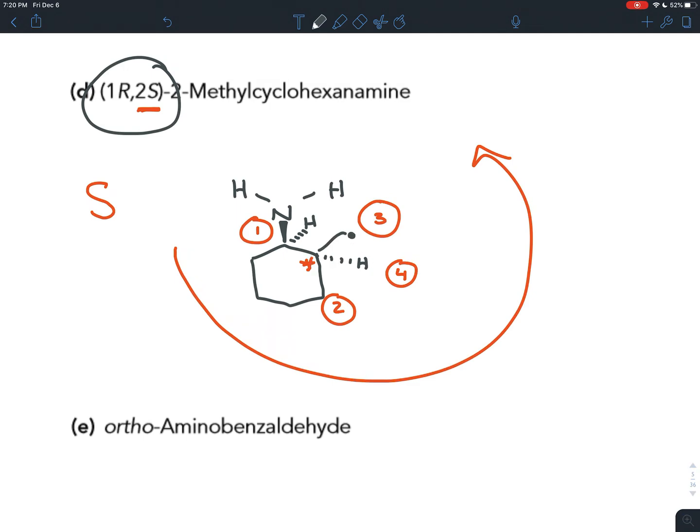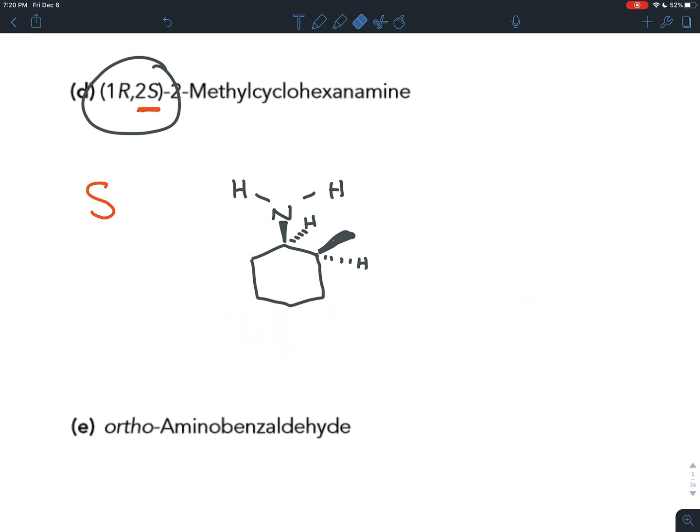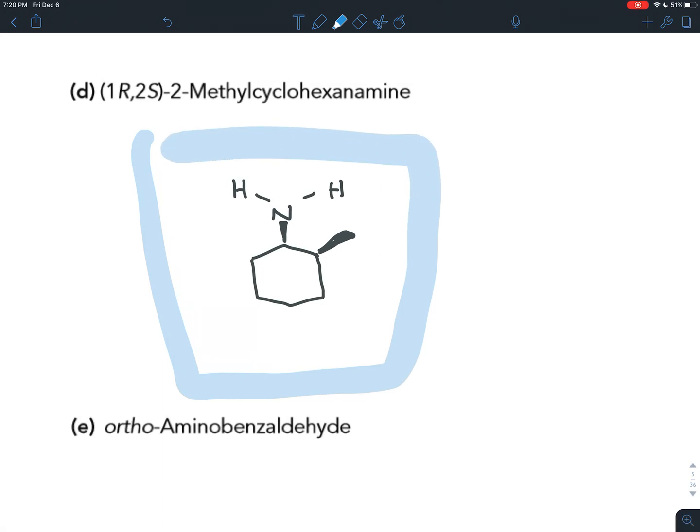If 4 is going away, then the other bond must be coming out at us. Because this atom is tetrahedral, it already has 2 bonds in the plane, one going away, the other one must be coming out at you to be tetrahedral. And so that is what the S chiral center looks like on carbon 2. Now we would erase these hydrogens because they're implied in the skeletal structure. And 1R,2S-2-methylcyclohexanamine would be this molecule here.